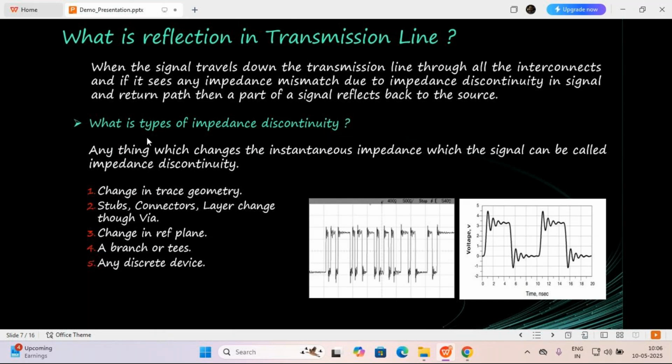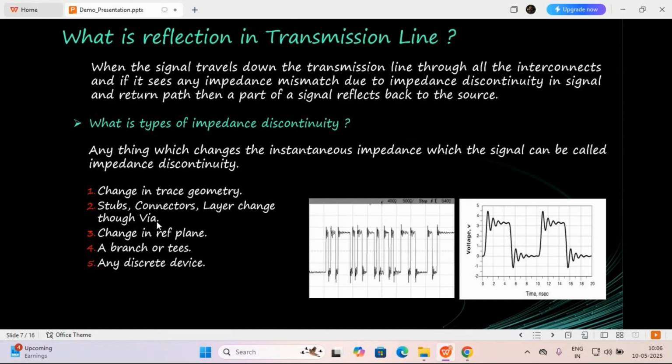So, as I told, what are the types of impedance discontinuity? The first is the change in trace geometry. Second are the stubs, layer change through via, change in reference plane, or the breaking in the reference plane, a branch or a T, or any discrete devices like R, L, C, or a transformer. The pin will offer a different resistance or impedance than what the trace is offering. For that we have mentioned discrete devices, because of the pad thickness and all, the impedance discontinuity occurs there.